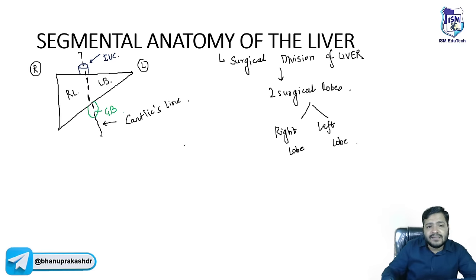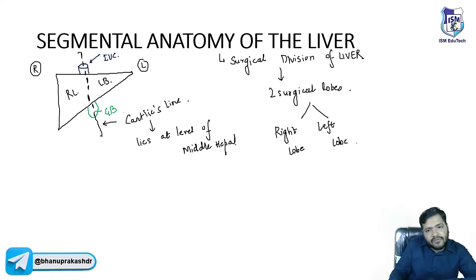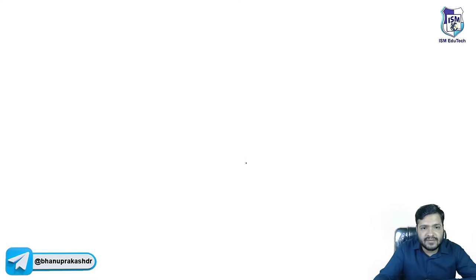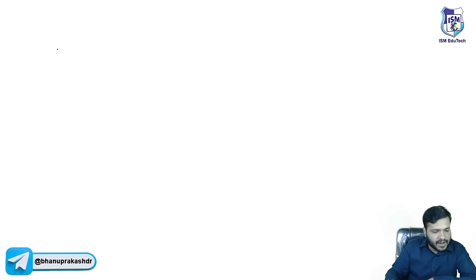Now, this Cantley's line lies at the level of the middle hepatic vein. Middle hepatic vein. Now, what does this mean, beta? Let us try to understand this. Fizza, very good, beta. Now, beta, let us try to understand this, the segments and other parts as well.